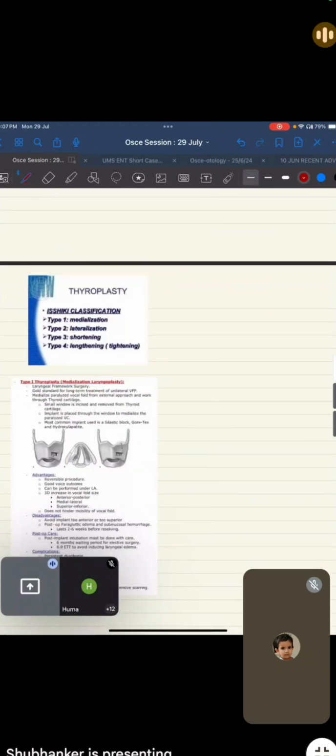Okay. So coming to this thing, what are the types of classification? You can basically broadly divide it to 1, 2, 3, and 4. That is medialization, lateralization, shortening, and somebody is there. Just a minute.